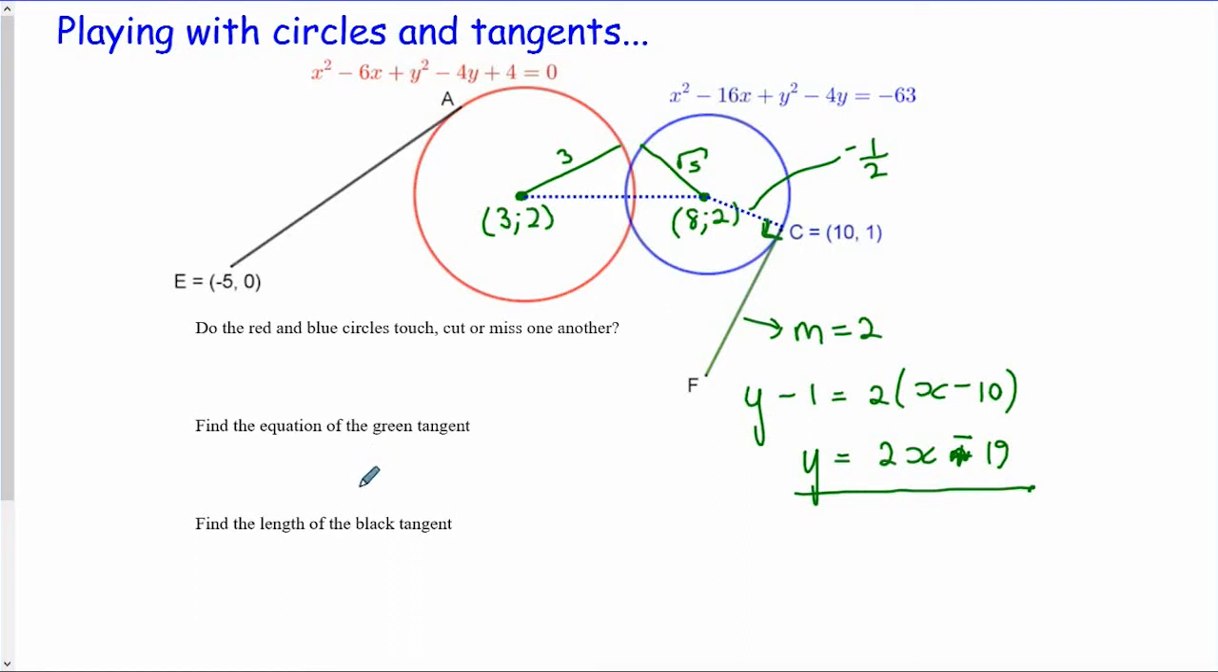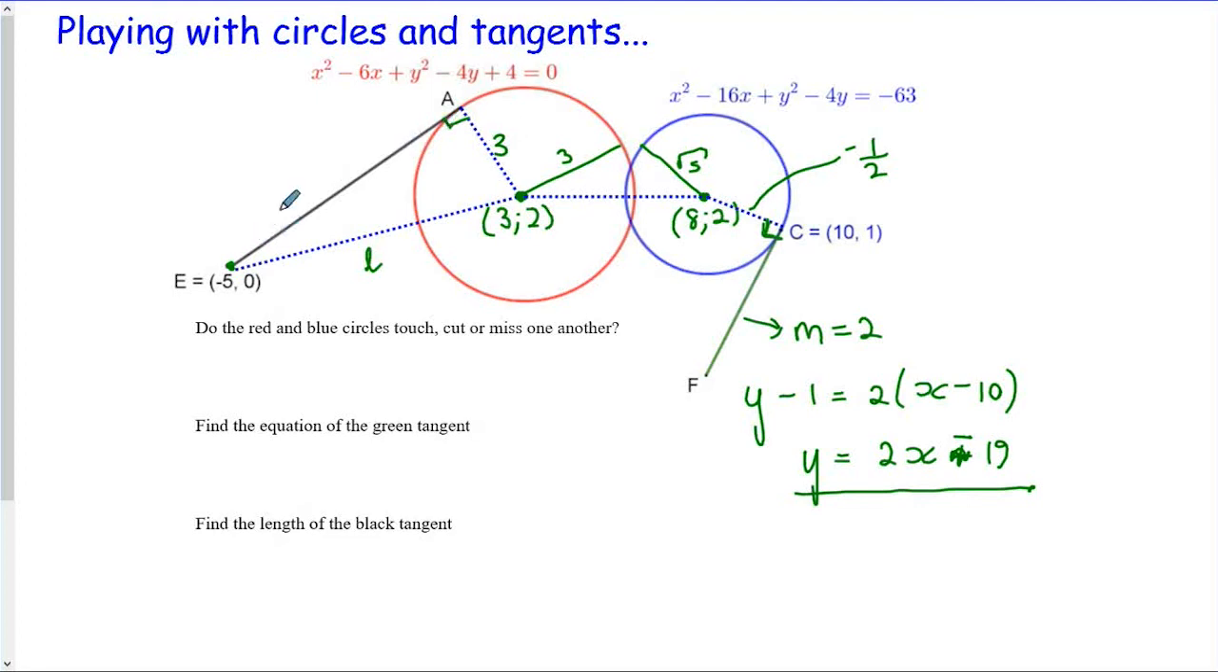An interesting question is to find the length of the black tangent. Now, the reason I say it's an interesting question is because we don't know this point. If we knew this point, it would be easy. But what we do know, once again, is that there's a right angle in there, and we can easily work out this length. So this length here, which I'm going to call L, I can easily work out using the distance formula. This length over here is the radius, all right? And that can easily be found. We know it already. It's 3.